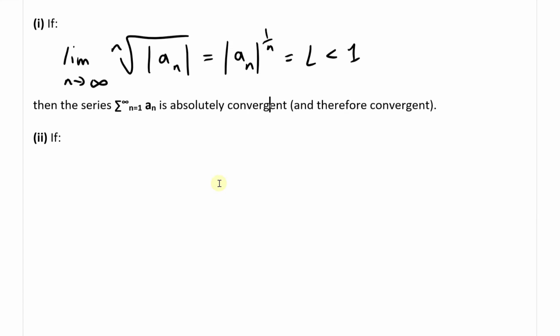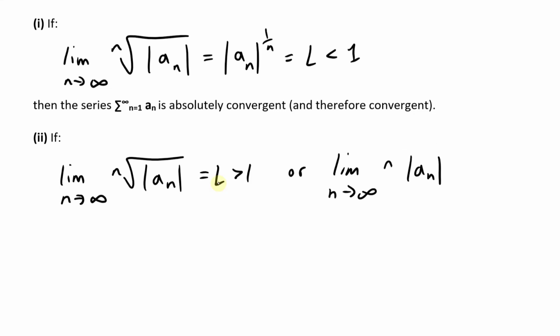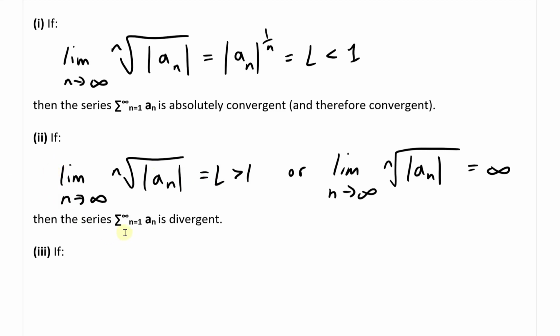And likewise to the ratio test, if the limit as n approaches infinity of the nth root of a_n equals L and it's greater than 1, or if the limit does not equal L and just goes to infinity, but nonetheless is still greater than 1, like here, the limit as n approaches infinity of the nth root of the absolute value of a_n equals infinity, in either case, this is going to be divergent. So the series summation from n equals 1 to infinity of a_n is divergent.